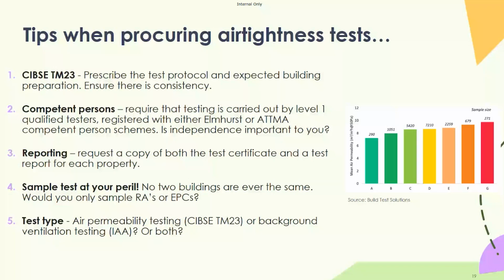And then test type, be really clear. Is it air permeability testing that you want in line with CIBSE TM23, or is it background ventilation testing, which is a separate scheme hosted by the IAA, the Installation Assurance Authority, to support installers in providing a pragmatic means of satisfying Annex C of PAS around assessing the need for undercuts and trickle vents and so forth? They're very similar but subtly different things. And yeah, it would be particularly cost effective to do both in one sitting. But be really clear about what test type you're actually asking for.